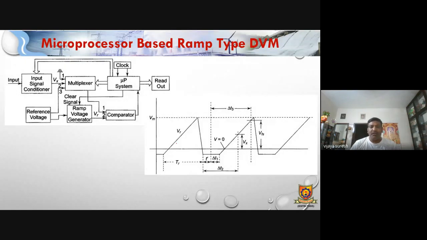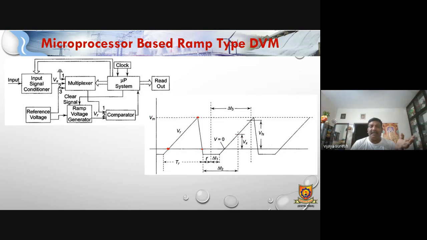Observe here. So 0, VM, nothing but the measured voltage, or we can say maximum voltage, up to the maximum voltage. Again it comes to the 0 position. Okay, so like that this process will take place: 0, maximum, minimum, maximum, minimum, like that.